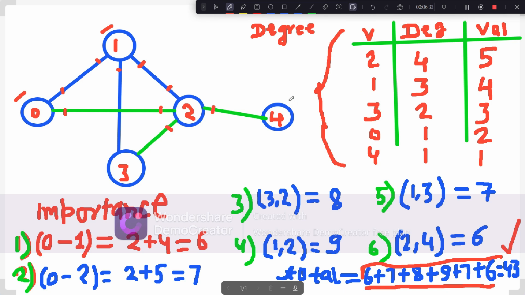And those who don't know about counting sort, I have put the link in my description box. I have explained it in that video, so you can follow that video as well. Now let me quickly write the code for it.